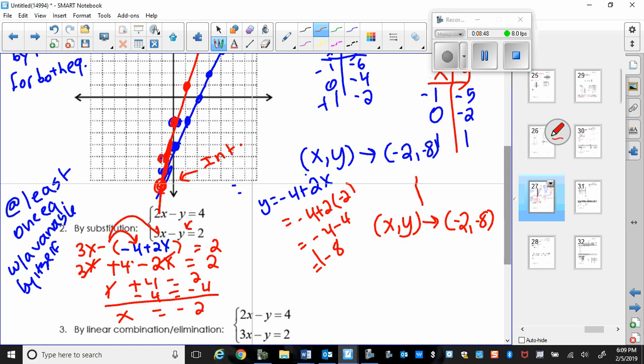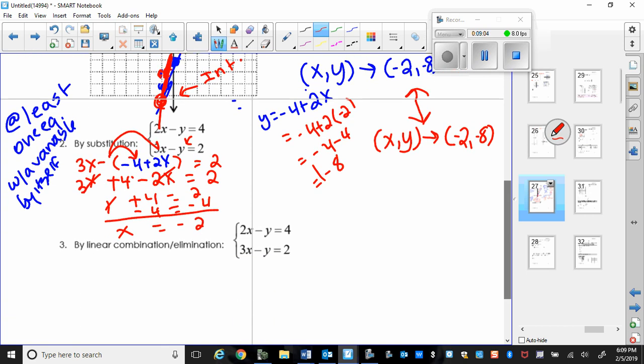Now, why are these two answers the same? Why is this the same graphically and then the same by substitution? Because it's the same equations. Look at the system. This is the same system. We're using different methods to find an intersection. The first was graphically, the second was by substitution, the last is going to be by elimination.